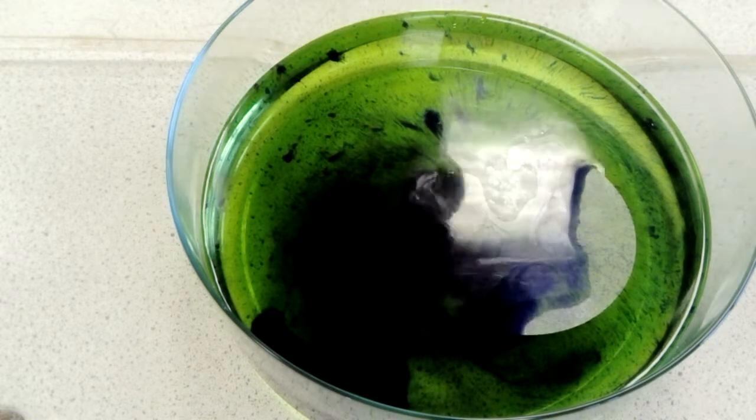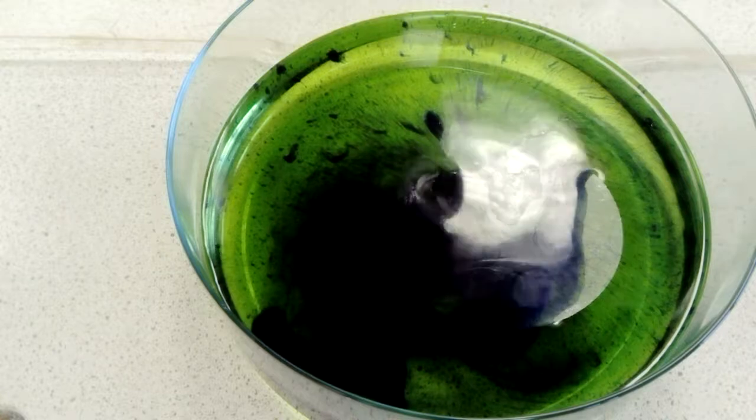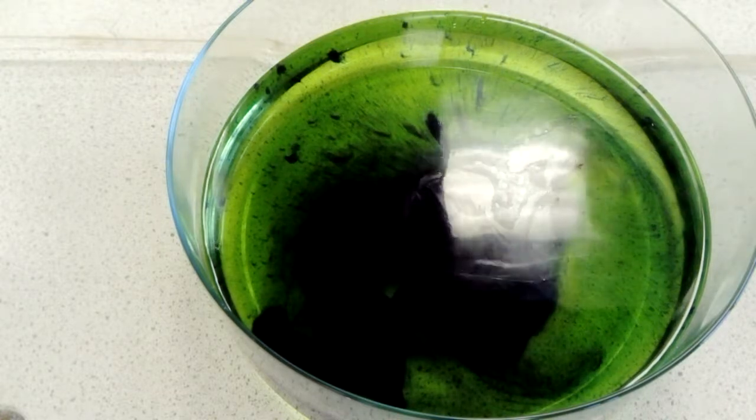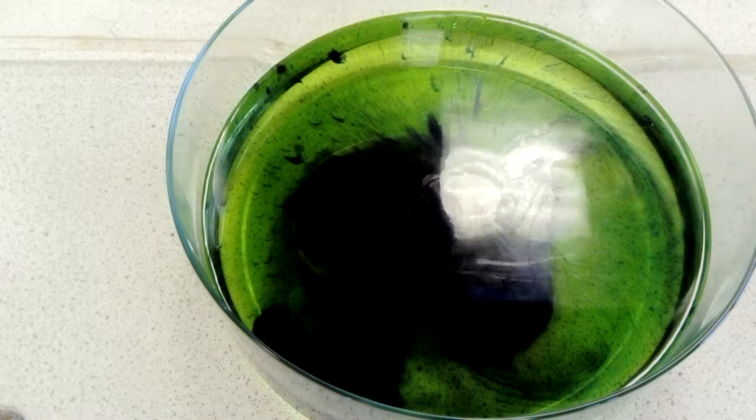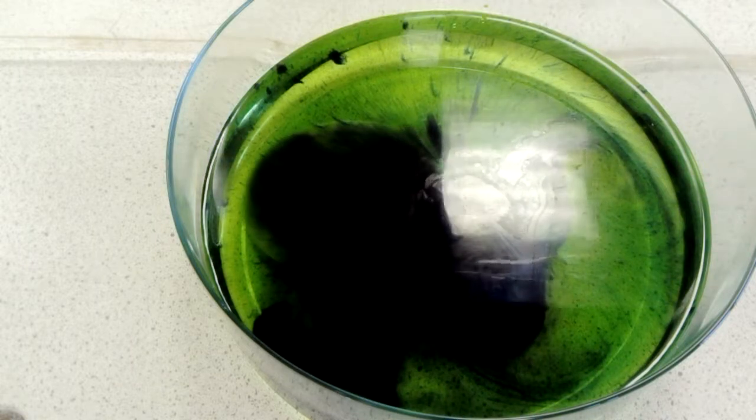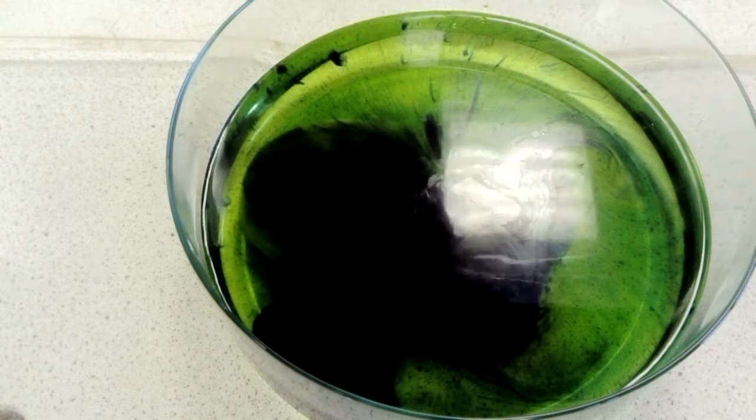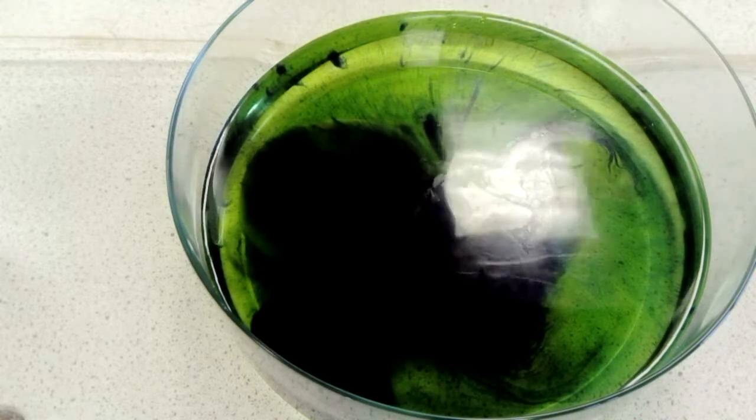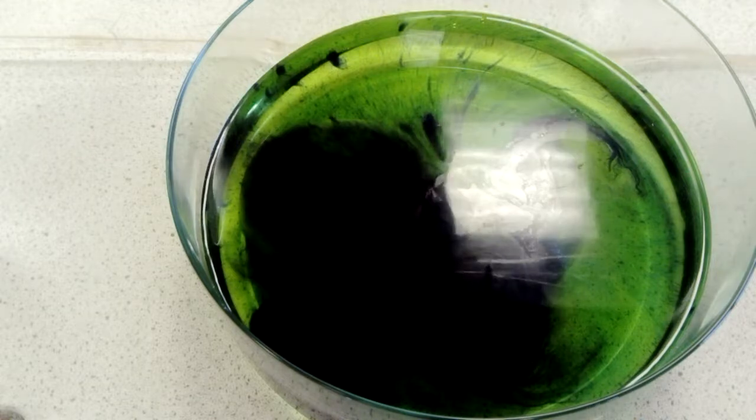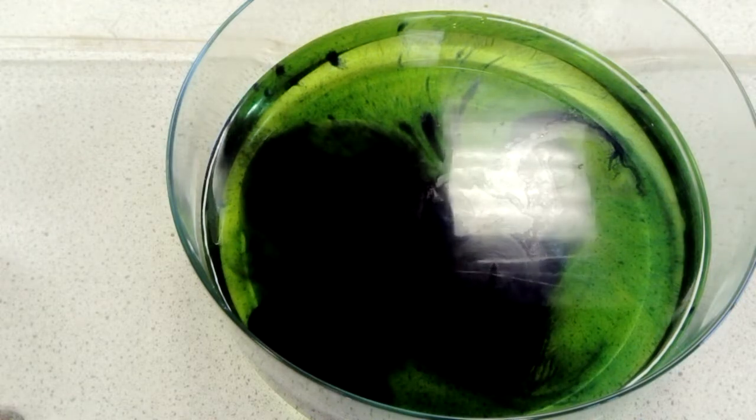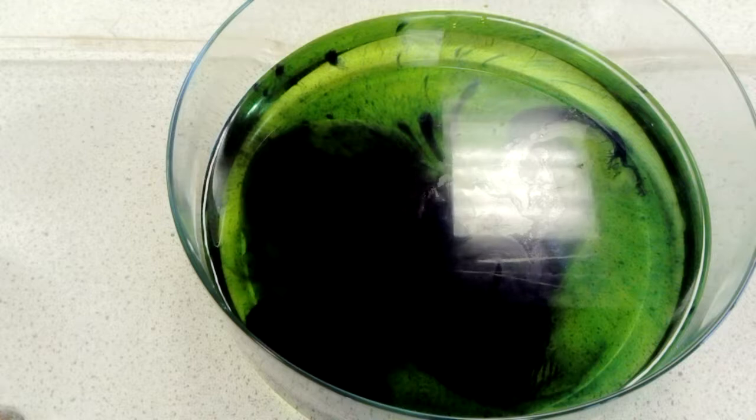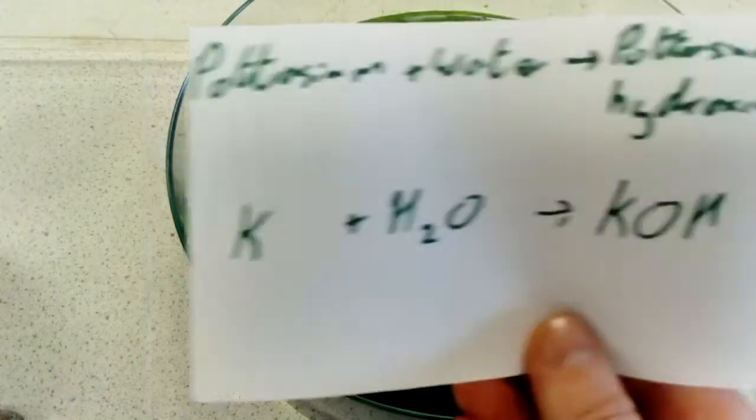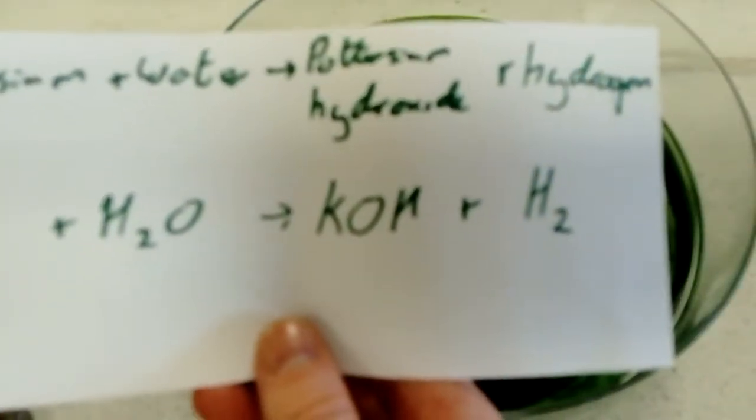We can see, same again, it turns the universal indicator purple, showing that we've formed sodium hydroxide, also showing that sodium hydroxide must be an alkali. The final one that we're going to look at is potassium. Potassium, same as the other two. Potassium reacts with water to form potassium hydroxide plus hydrogen.